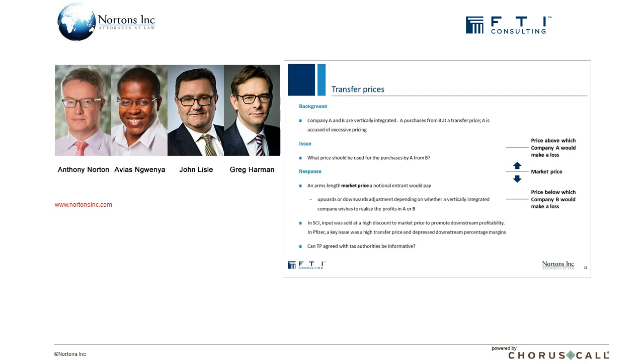And the issue here is when a company is vertically integrated. And it can be vertically integrated across a tax jurisdiction or within one, and that may have some important issues associated with it. But effectively, A purchases from B at a transfer price, and A is accused of an excessive price. And the question is what do you do with that transfer price? Do you take it as given, right? It's in the accounts. Maybe it's been signed off by the tax authorities.